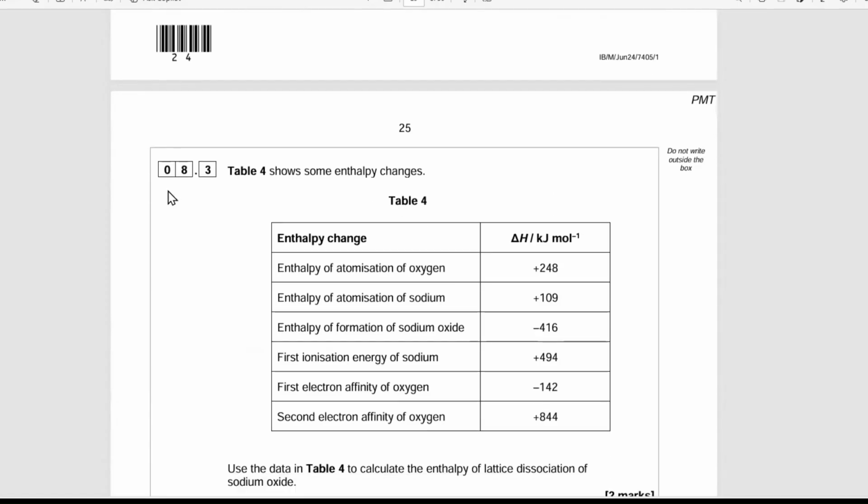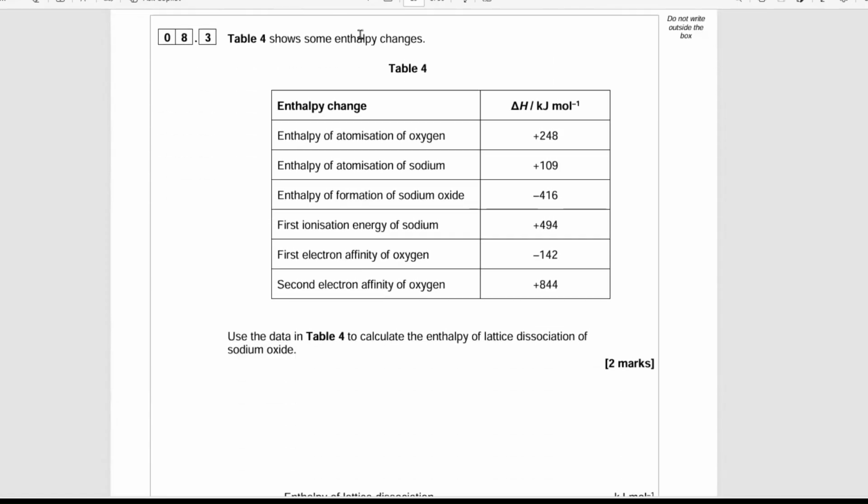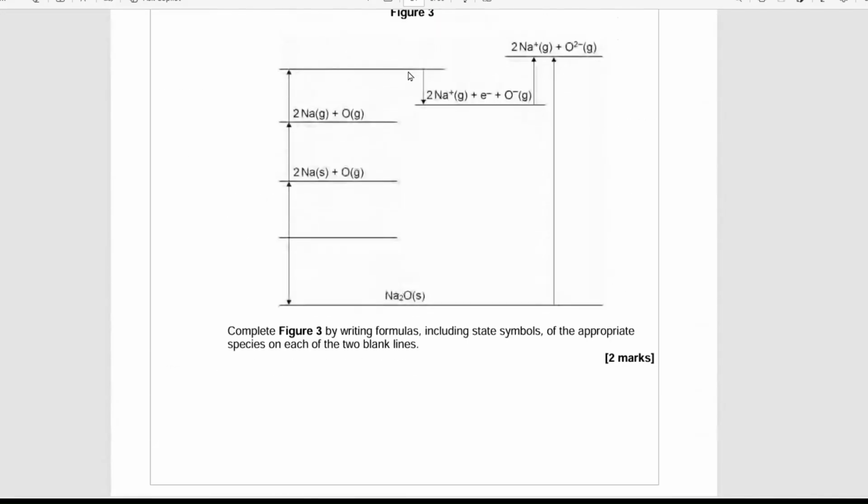So let's zoom down here to 8.3. Table 4 shows some enthalpy changes. Here's table 4, enthalpy change. We've got the delta H per kilojoule per mole, enthalpy of atomization of oxygen. You can see all of those. I'm not going to read through them all for you. Use the data in table 4 to calculate the enthalpy of lattice dissociation of sodium oxide. So what you need to do is use these numbers and place these numbers on here in the appropriate place.